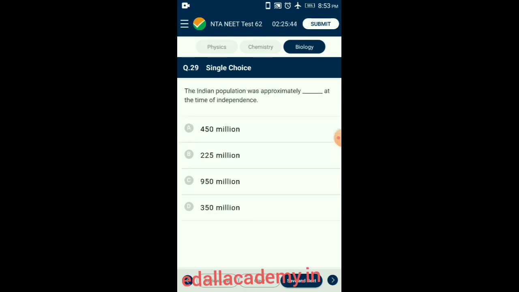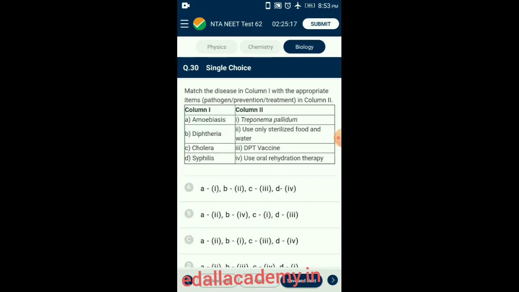Question number 29. The Indian population was approximately dash at the time of independence. The Indian population was approximately 350 million at the time of our independence, reached close to the billion mark by 2000 and crossed 1 billion in May 2000. So the answer is option D, 350 million. Question number 30. Match the disease in column 1 with appropriate items. Their pathogen, prevention, treatment in column 2 is given.